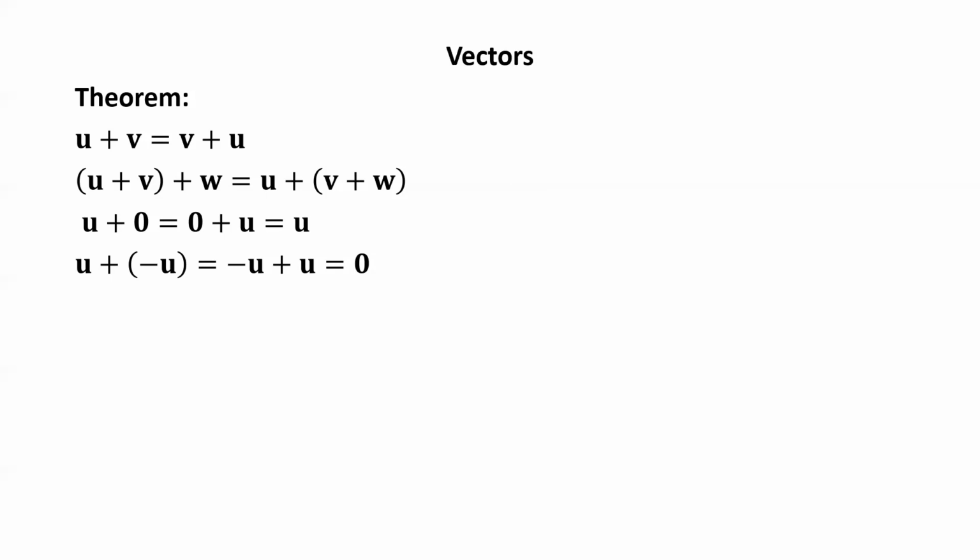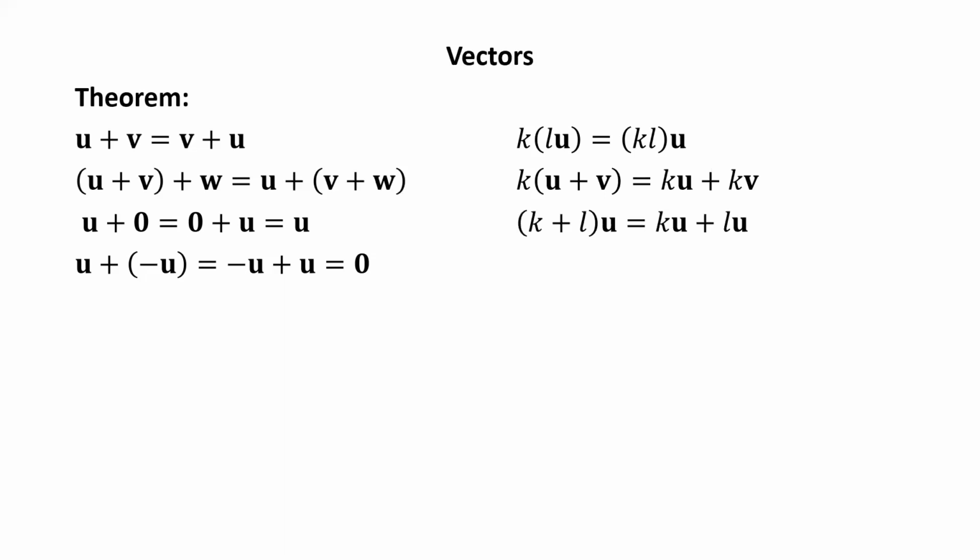Now, we also have some properties involving scalars. In particular, k times the vector lu is equal to the product of the scalars, k times l, times the vector u. Then we have two distributive properties. k times (u plus v) is k times u plus k times v. So a scalar distributes over the sum of two vectors. And we also have (k plus l) times u is ku plus lu. So two scalars distribute over a single vector. And finally, 1 times u is equal to the vector u.